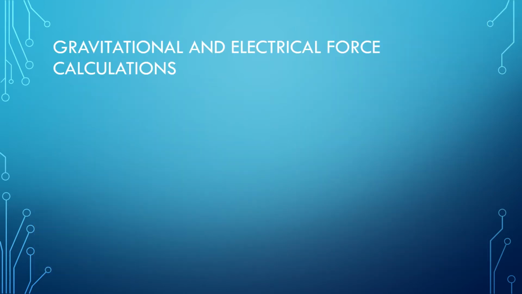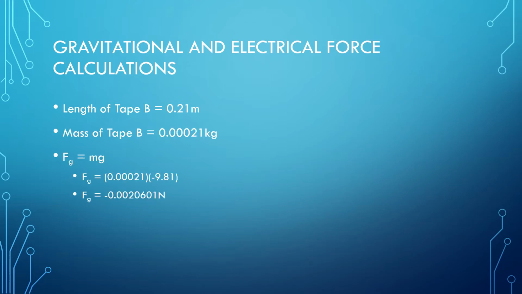Nevertheless, you can calculate electric charge from the force of gravity if you assume that the force of gravity equals the negative electric force. In order to calculate gravity, you'll need the mass of the tape, which is equal to 1 gram per 1 meter. From there, you just calculate gravity, Fg equals mg.